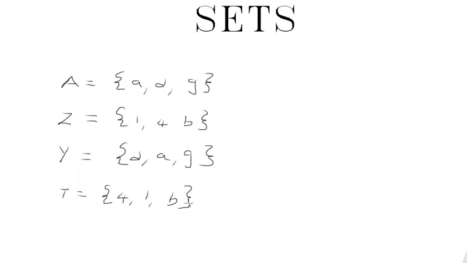So do you see any equal sets amongst these four sets that I have given you? Do you see any equal sets? Well, which sets have the exact same elements? Well, set A has the exact same elements as set Y, and set Z has the exact same elements as set T. Do you see that? There's an A, there's an A, there's a D, there's a D, and there's a G, there's a G. So these two sets are equal. So you've got set A being equal to set Y, and you've got Z and T, 1, 1, 4, 4, B, B. So set Z is equal to set T.